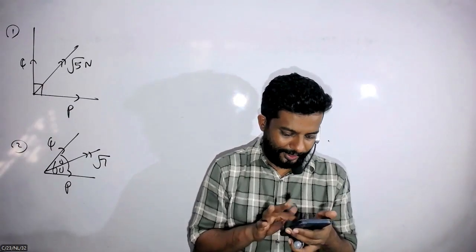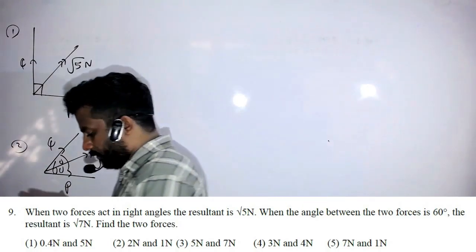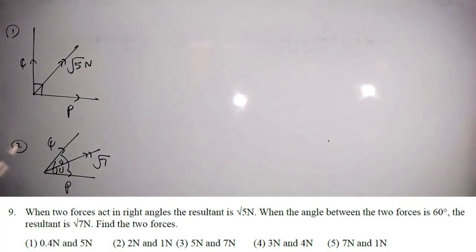Right, Puthe, let's see the question number 9. When two forces act at right angles, the resultant is root 5. When the angle between the two forces is 60 degrees, the resultant is root 7. Find the two forces. Right, Puthe.